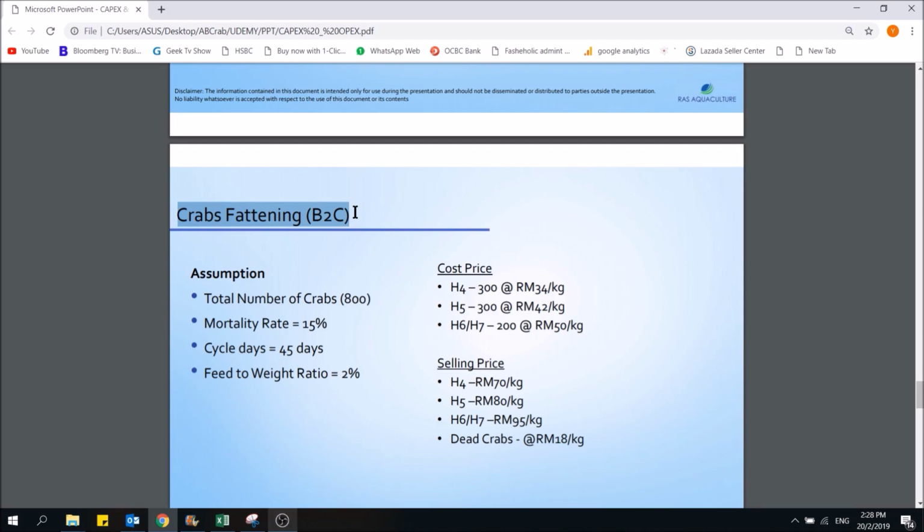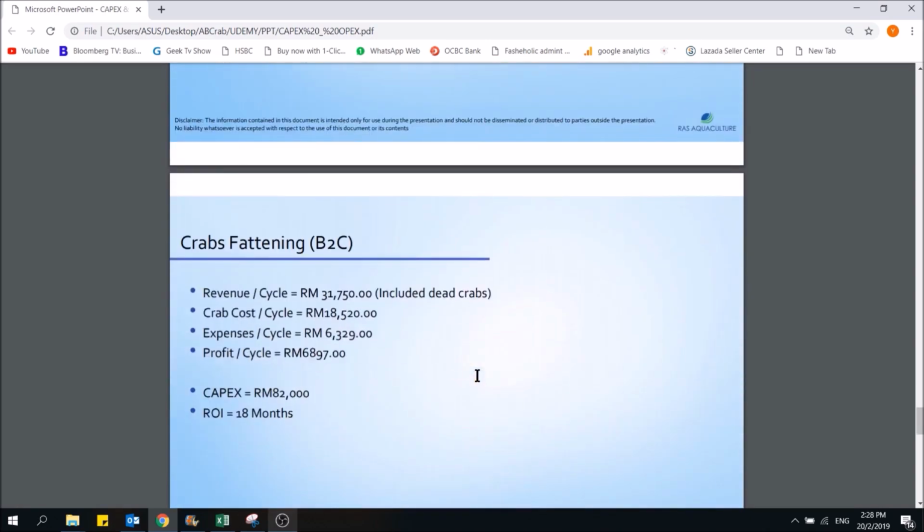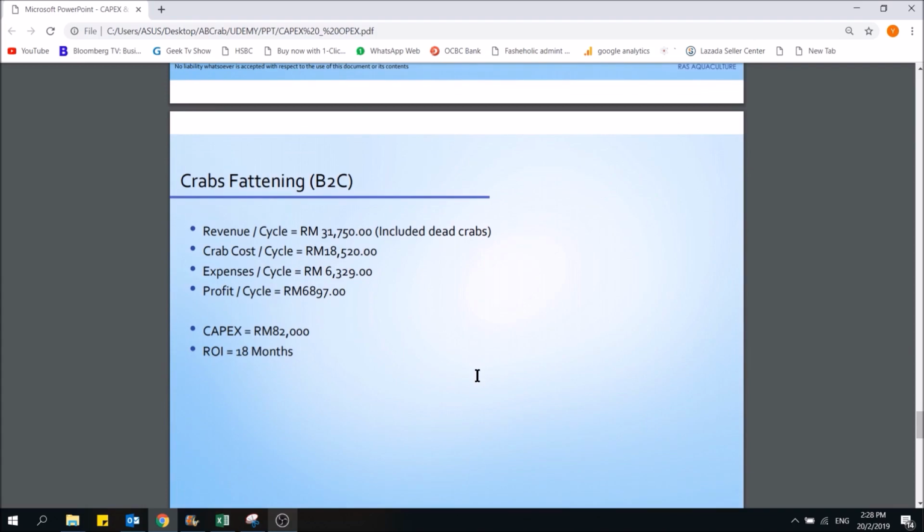So if I were to increase, let's say on average 8 ringgit per kilo, and I look at my revenue, I've definitely increased my revenue, while maintaining the same costs for crabs as well as monthly expense. And you can see now for every month we're making about 7 grand, which brings us to a return on investment of about 18 months, which is 1.5 years.